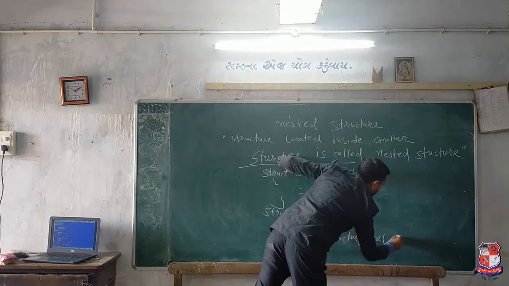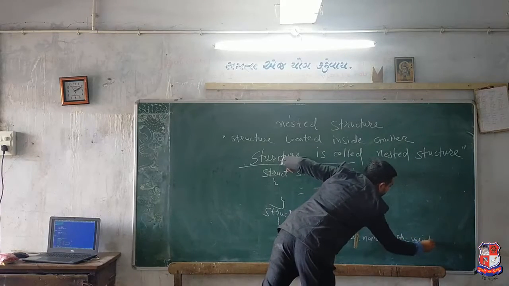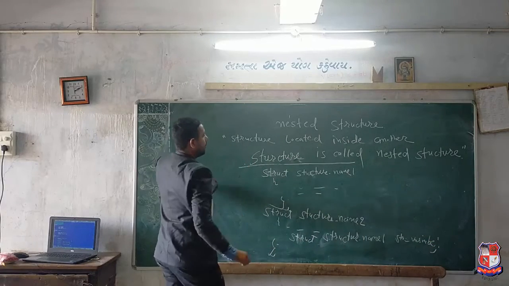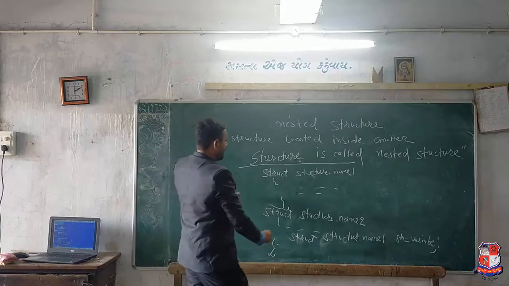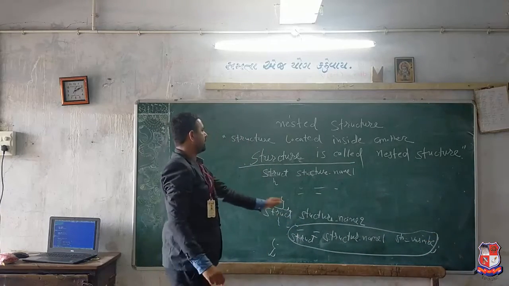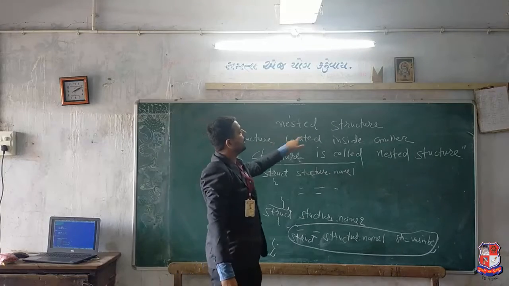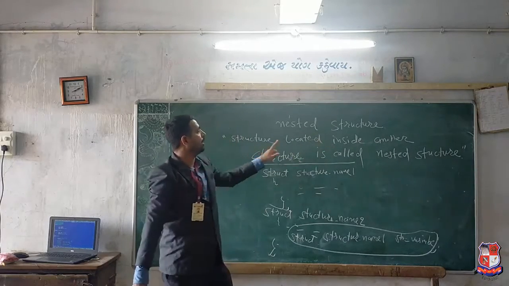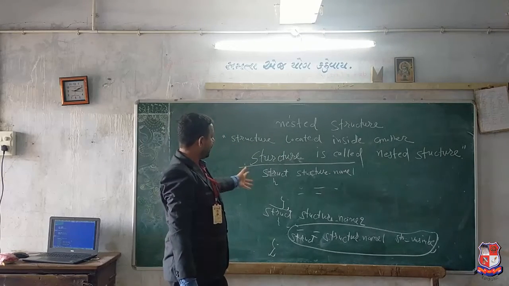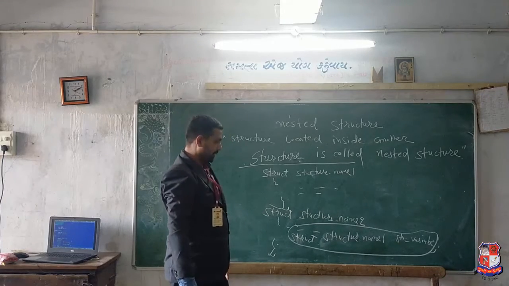And then structure variable. So that one is the nested structure because structure 1 is used in structure 2. So that is your definition: the one structure located inside another structure is called a nested structure. Here we take only 2 structures, but we can also take multiple structures.